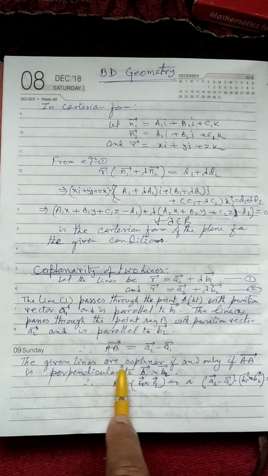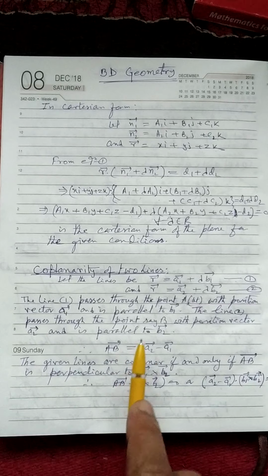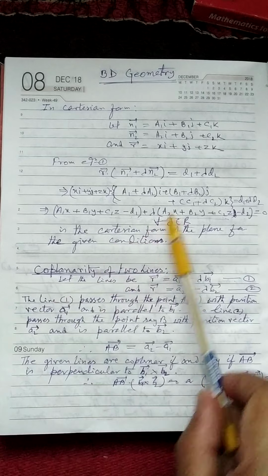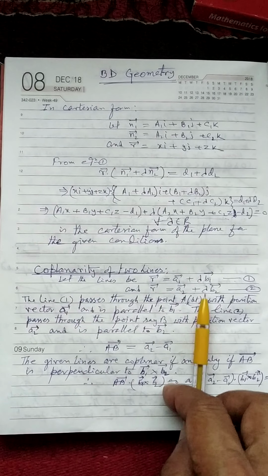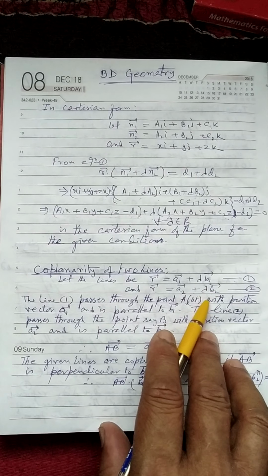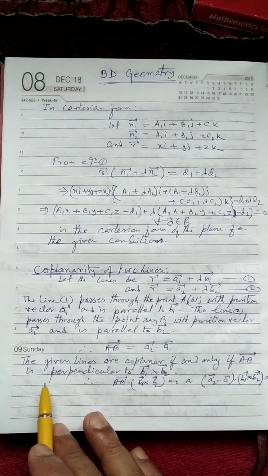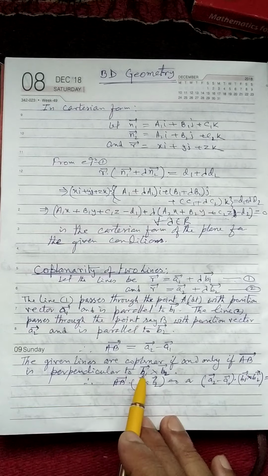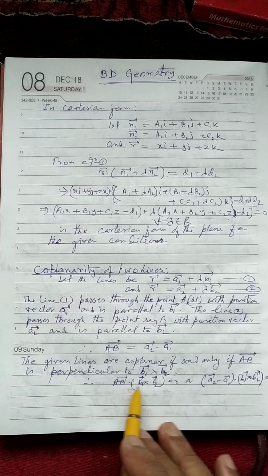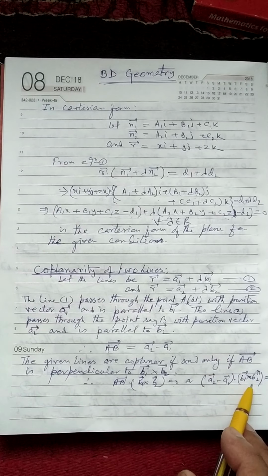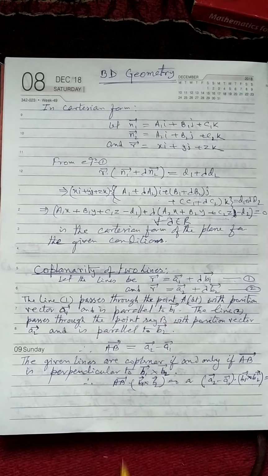Then the given lines are coplanar if and only if, understand this. Suppose this is one vector, this is another vector. You are getting 2 points. Then this vector is on this plane. Now b1 and b2 are two vectors. The cross product of b1 and b2 will be perpendicular to both b1 and b2. Therefore, the given lines are coplanar if and only if AB is perpendicular to b1 cross b2. That is AB dot b1 cross b2 equal to 0, that is (a2 minus a1) dot (b1 cross b2) equal to 0. This will be the condition that two lines will be coplanar in vector form.